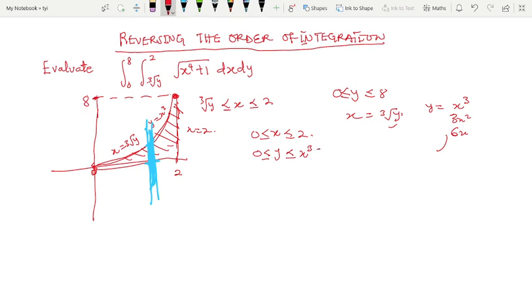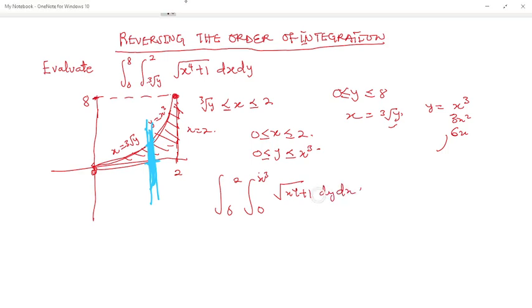We can go ahead to switch, as simple as possible. So my outer will be what? 0 to 2. And that'll be the x. Inner will be what? 0 to x cubed. 0 to x cubed, as simple as that. Then my function comes: square root of x to the power 4 plus 1, dy dx, right? So once you get this, meaning we are going to integrate with respect to y first.